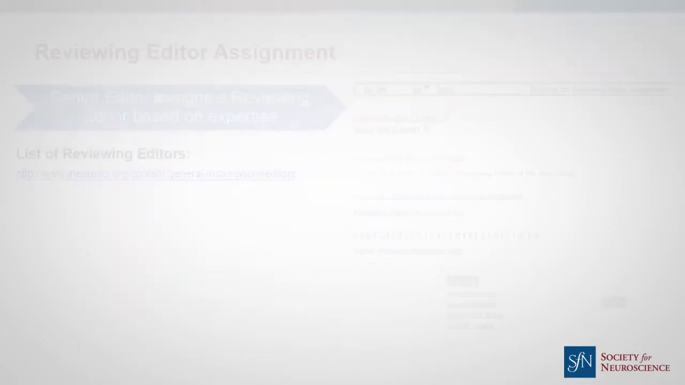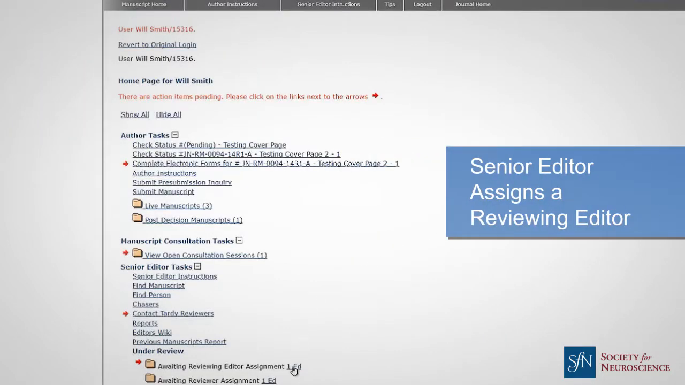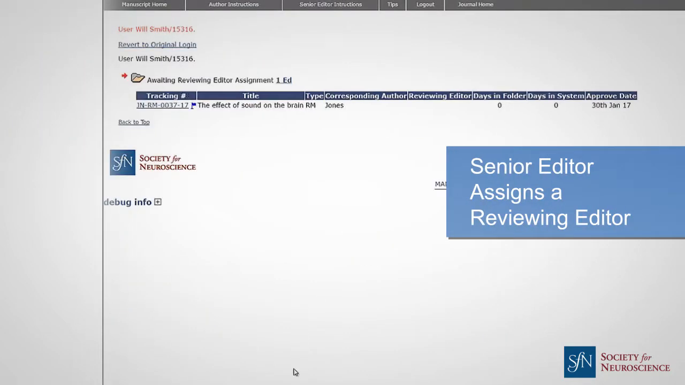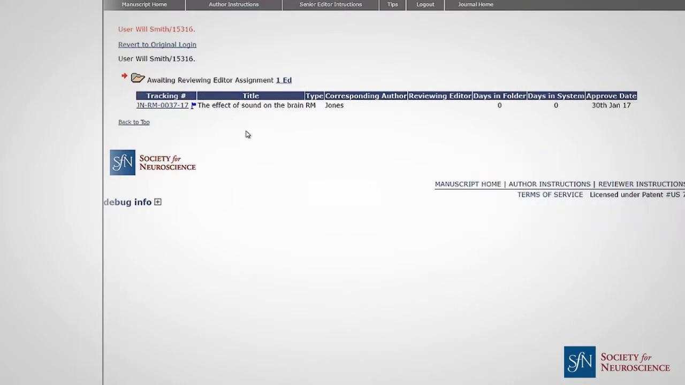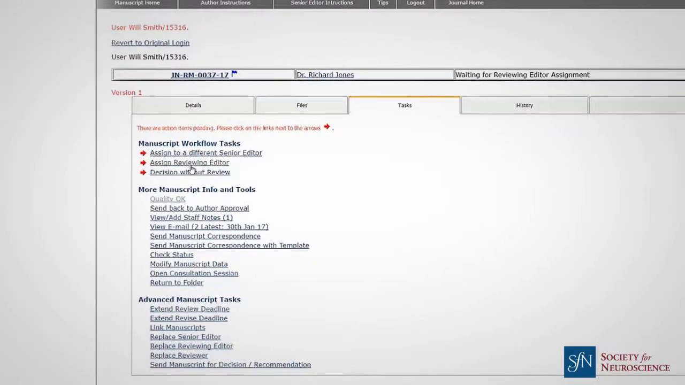The senior editor looks over the manuscript and then assigns it to the most appropriate reviewing editor, who will select potential reviewers. In many journals, the reviewing editor would be called the handling editor. The reviewing editor is selected based primarily on areas of expertise, but we also take into account the author's preference, any conflicts of interest, and the workload of each editor.